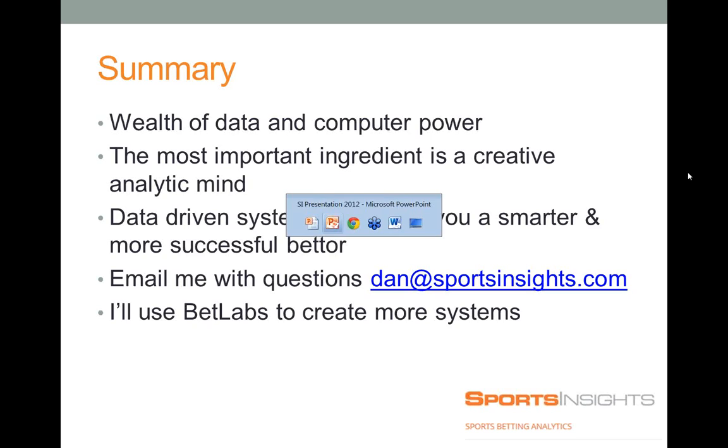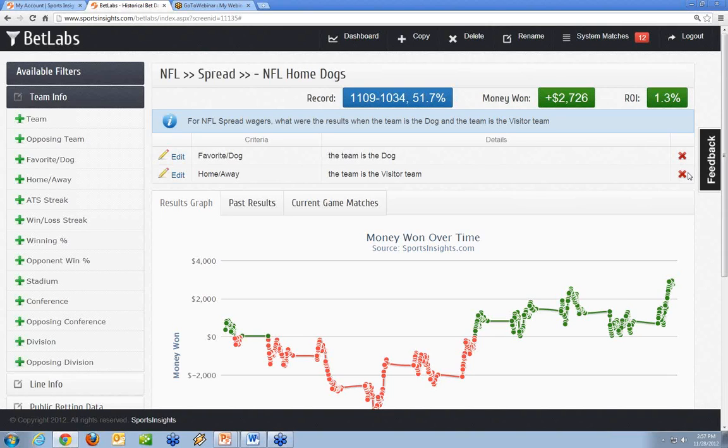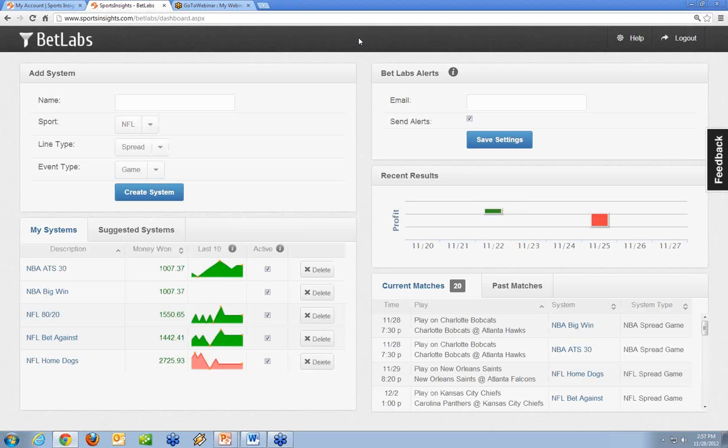So let me jump back into my Bet Labs system, and I'll go back into the dashboard. And so we start off with asking a question, correct? That's how we hit this thing.